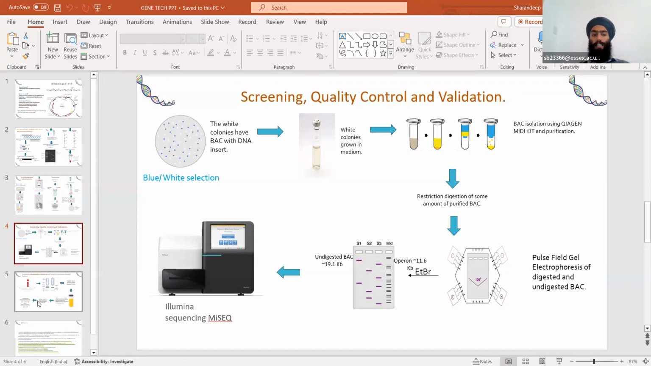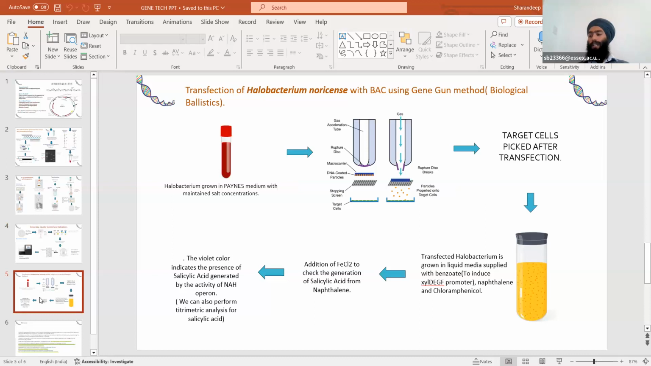So the last step was how I transfected my Halobacterium noricense. So for this, I used the gene gun method. There were other methods like the salting-in solid method and electroporation, but again, the gene gun method offers you high efficiency. The Halobacterium grown in Payne's medium with the maintained salt concentration were subjected to the gene gun method, that is biolistic ballistics method.